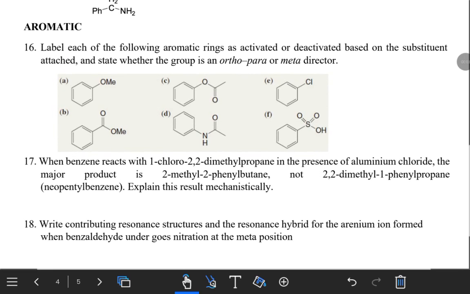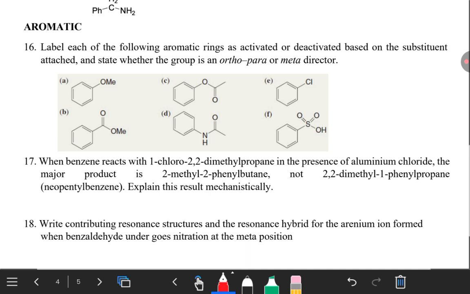Welcome to this third session where we're going to do aromatic compounds, and our focus will be the April tutorial sheet 2026 CHE 2105. Question 16 was: label each of the following aromatic rings as activated or deactivated based on the substituent attached, and state whether the group is Ortho-Para or meta-director.